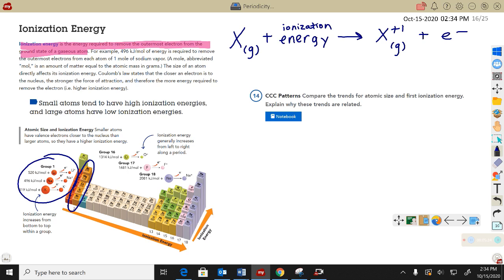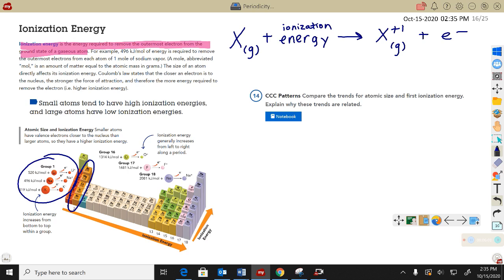Typically going across a period, atoms get smaller because of the magnitude of the charge. Going across, we're not adding energy levels. We are adding electrons, but they're all going in the same energy level. If I'm going across from lithium to neon, all of those electrons are going in the second energy level.